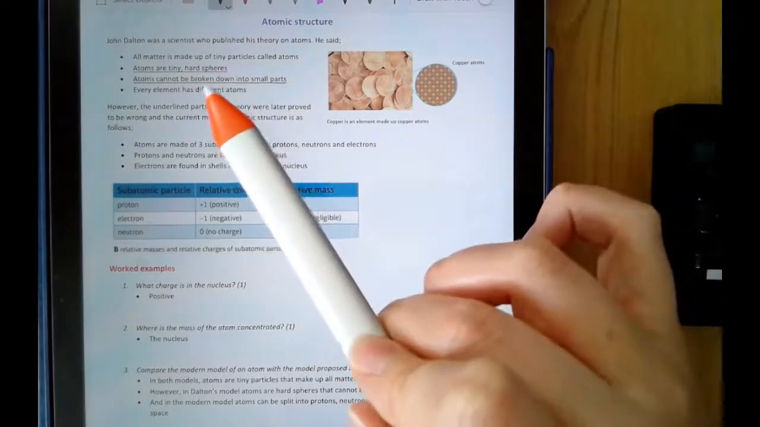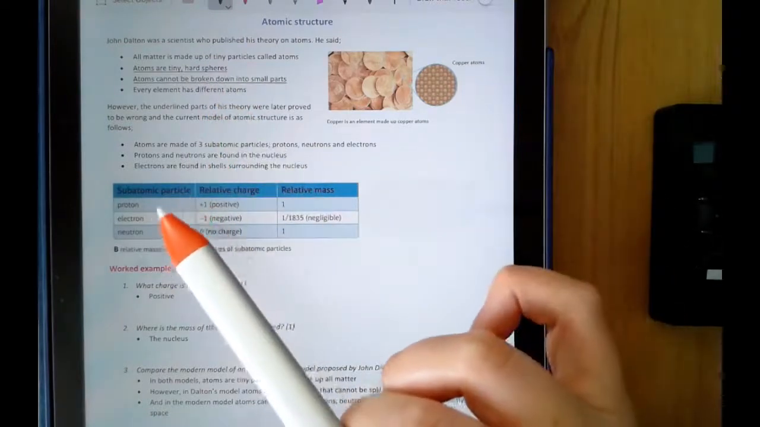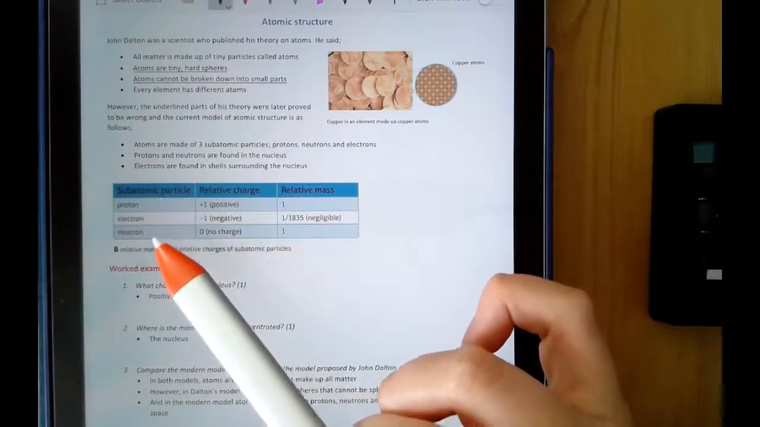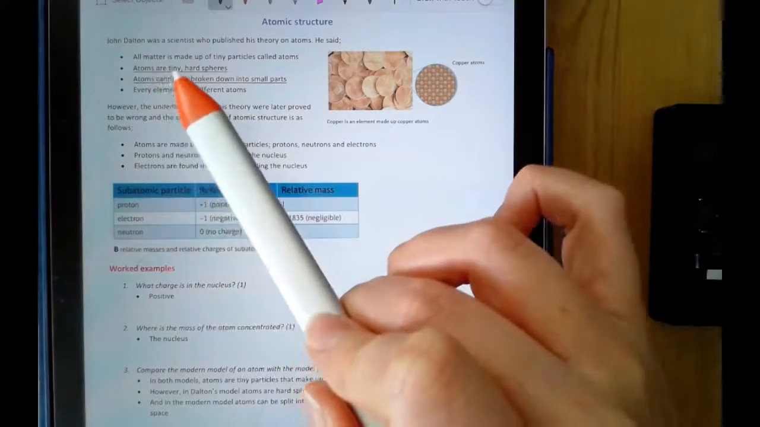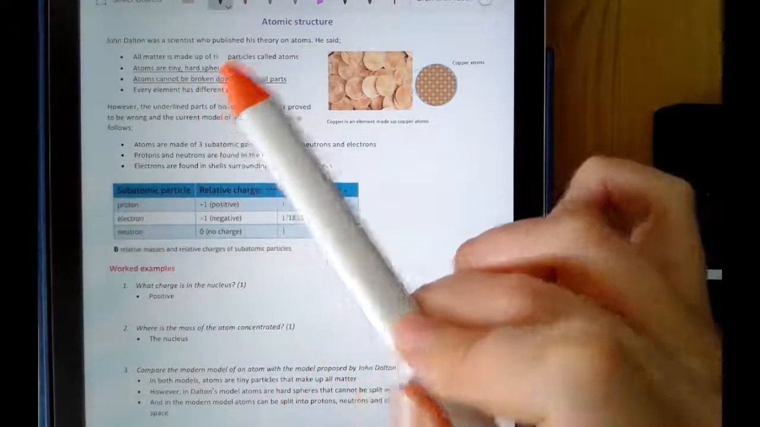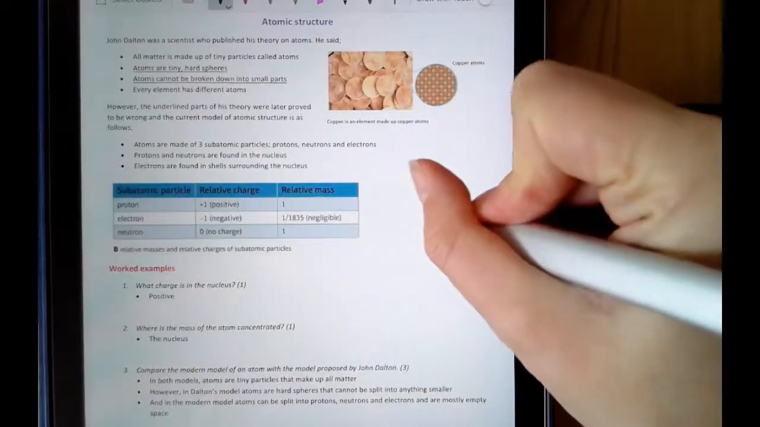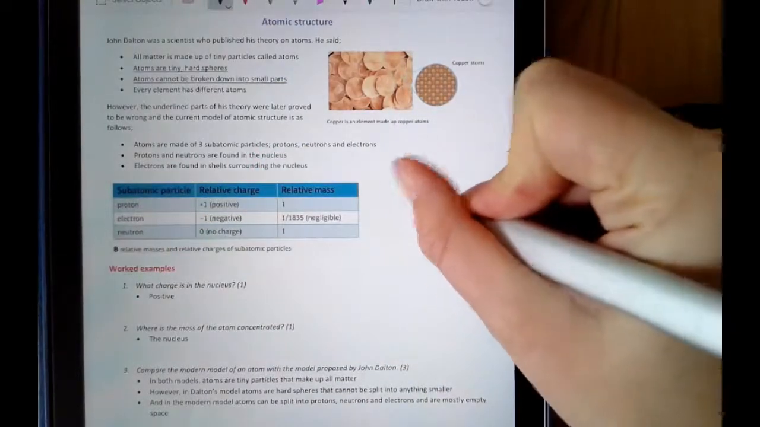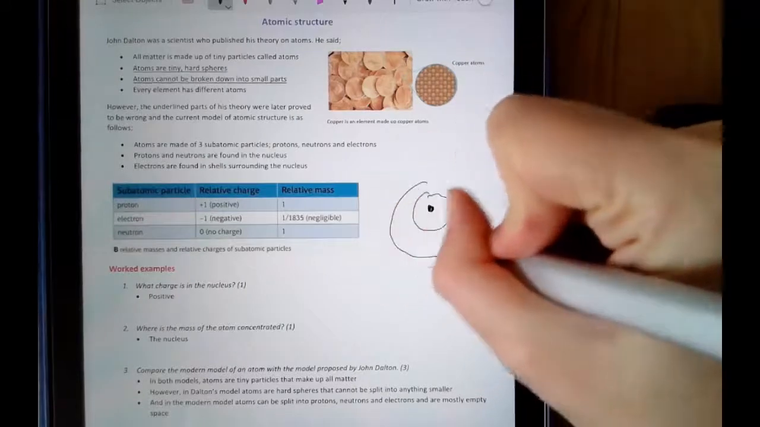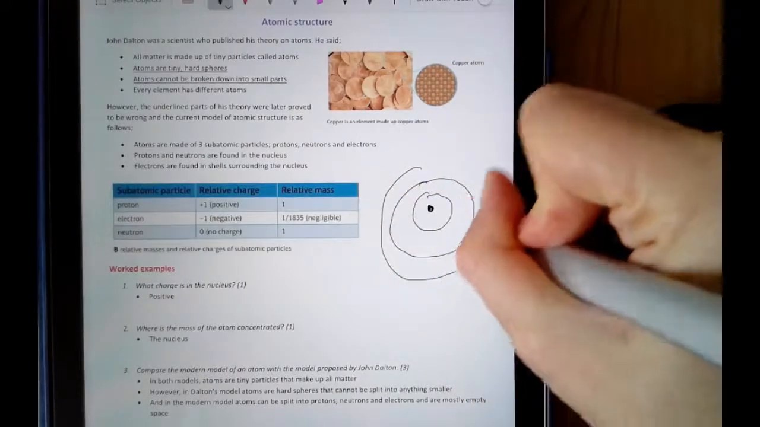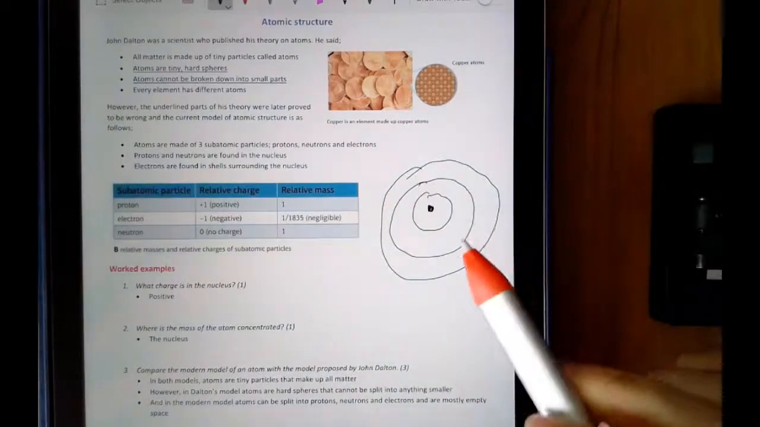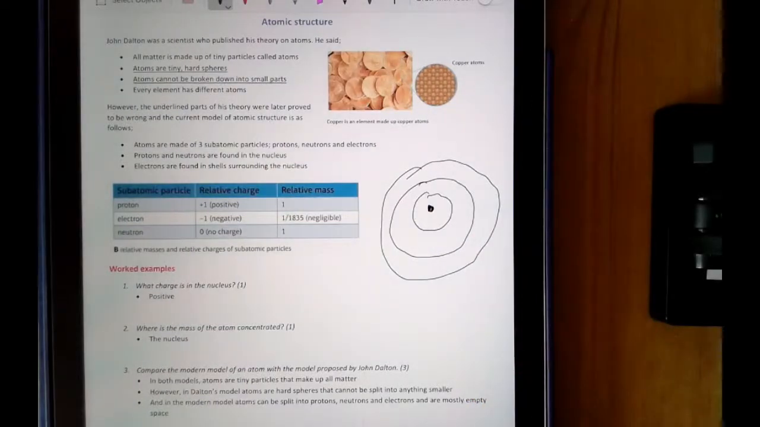We now know that atoms can be broken down. They can be broken down into protons, electrons, and neutrons. He also believed that atoms were tiny hard spheres. We now know that that's untrue. Protons and neutrons exist in the nucleus at the center of the atom. But apart from the nucleus, most of an atom is actually empty space. You've got the electrons, which exist in shells around the nucleus, but most of that atom is empty space, so it's untrue to say that atoms are tiny, hard spheres.